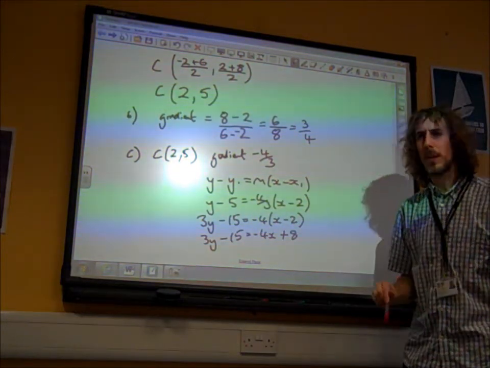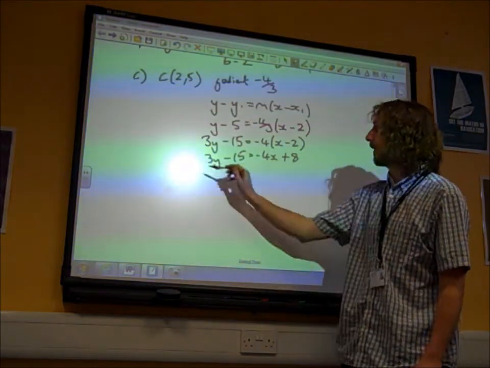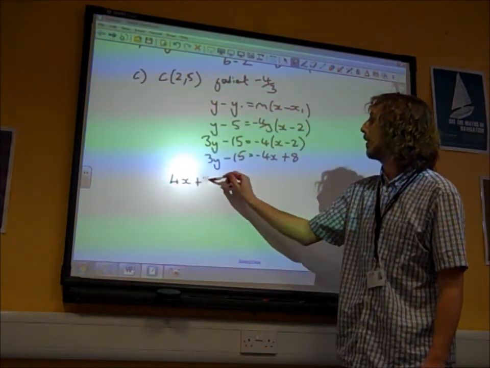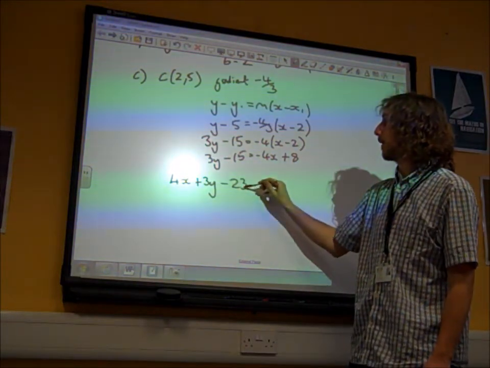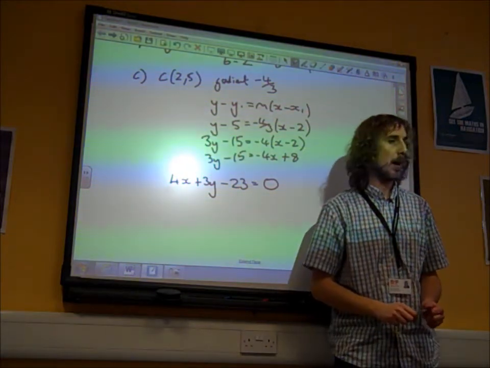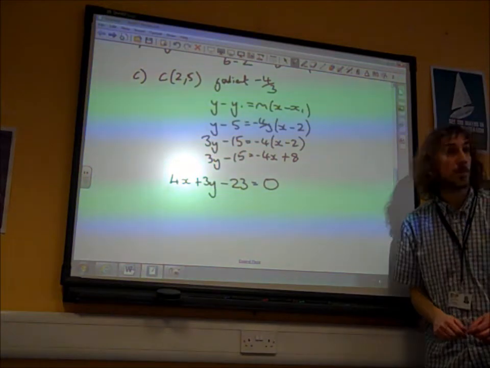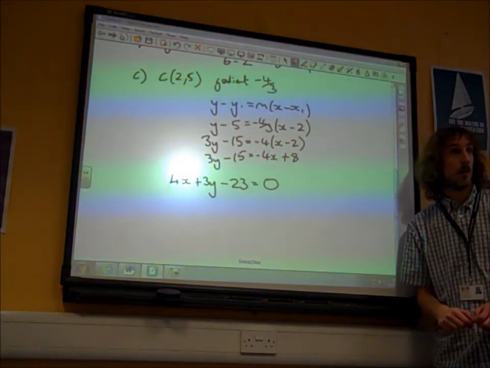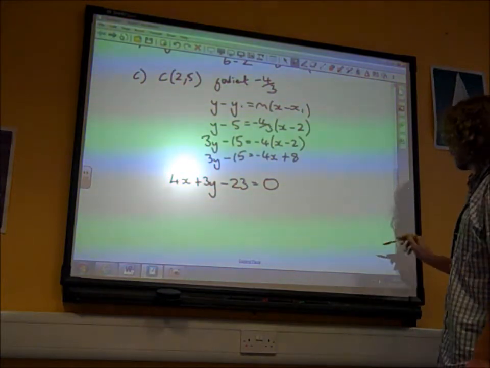And then it did want everything on one side, did it? Yeah. So we finally need to take everything over here. 4x plus 3y, we've got -15, take away another 8, gives us -23, is equal to 0. And that is that for the 3 marks at the end there. All good? Great, so we're ready to move on to question 2.